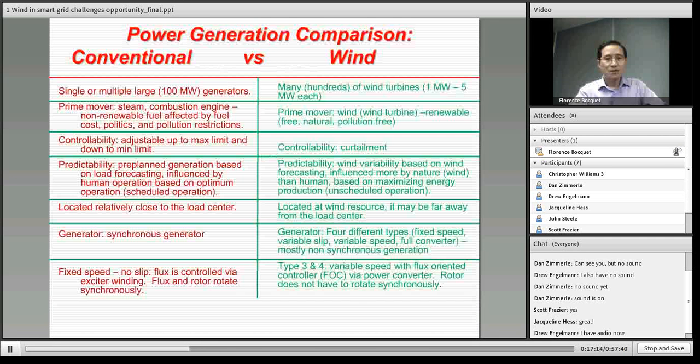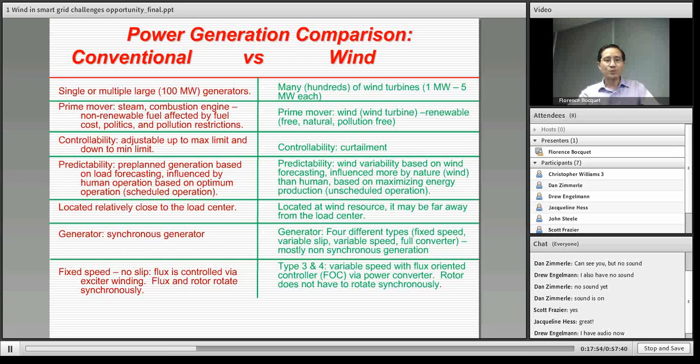And then what are the differences between conventional power generation and wind power generation, right? In the conventional power generation, we have a single or a few large generators, very huge power generators, typically synchronous generators. But on the wind side, we have hundreds of smaller wind turbines. I mean, smaller means in the range of 1 megawatt to 5 megawatts, comparing to the large conventional synchronous generator.